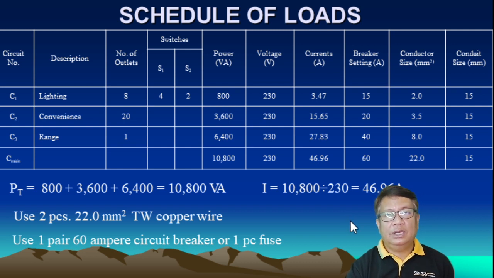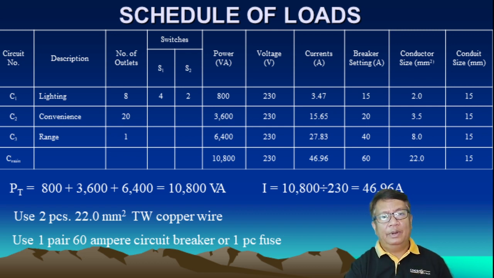So you can use an 80% demand factor for a greater power. For example, you can use 140%. So what does this mean? For the first 10,000, you have 100%. Then the remaining power, multiply it by 40%, and that is your demand factor. 100% for the first 10,000 volt-amperes, and then 40% of the remaining power.